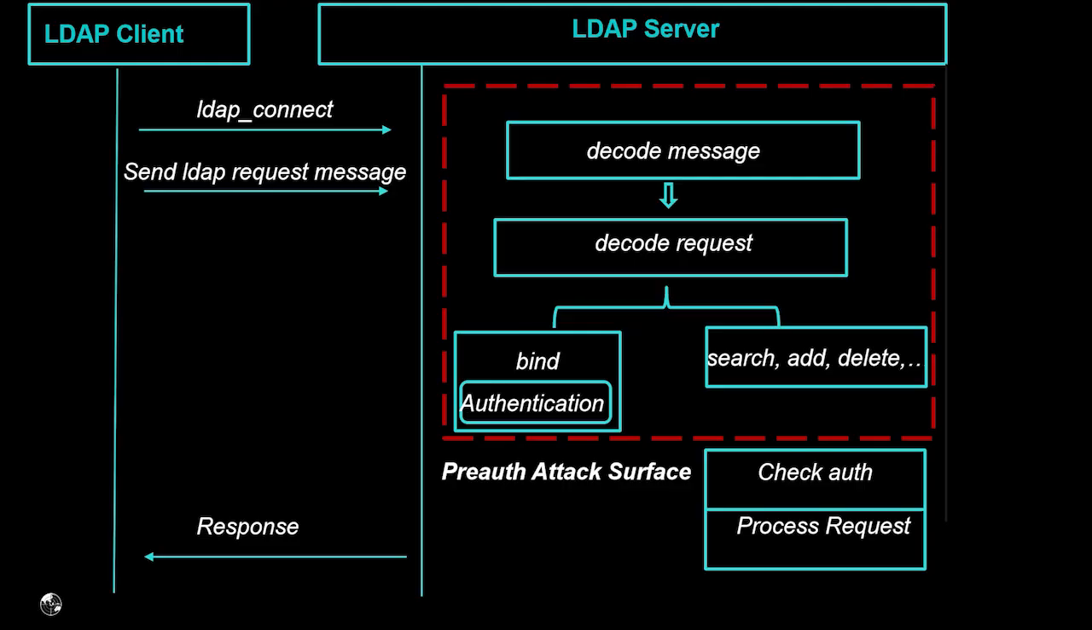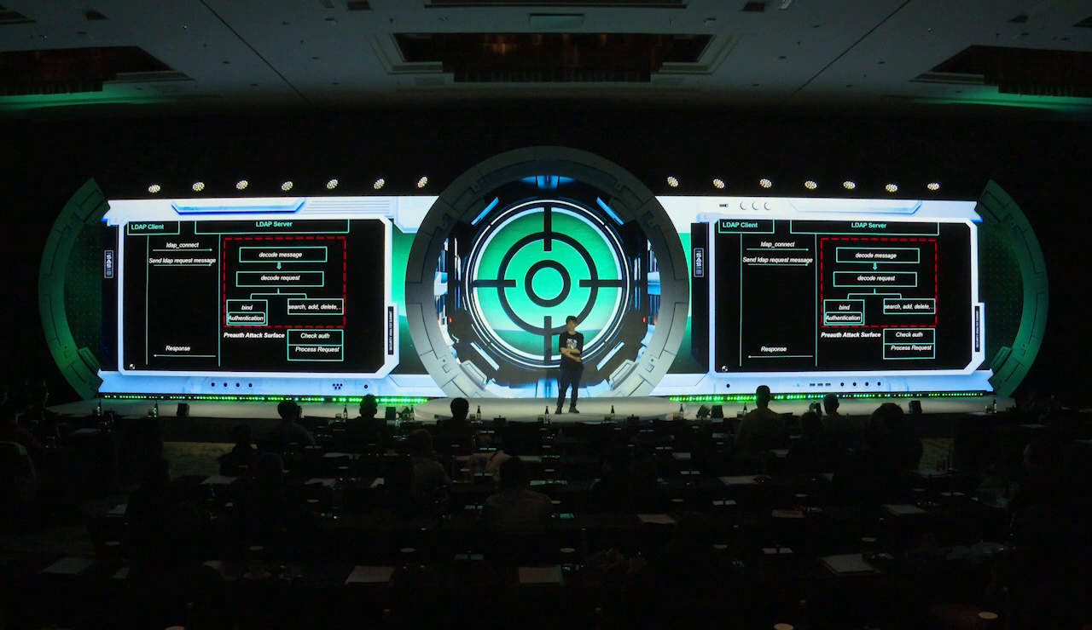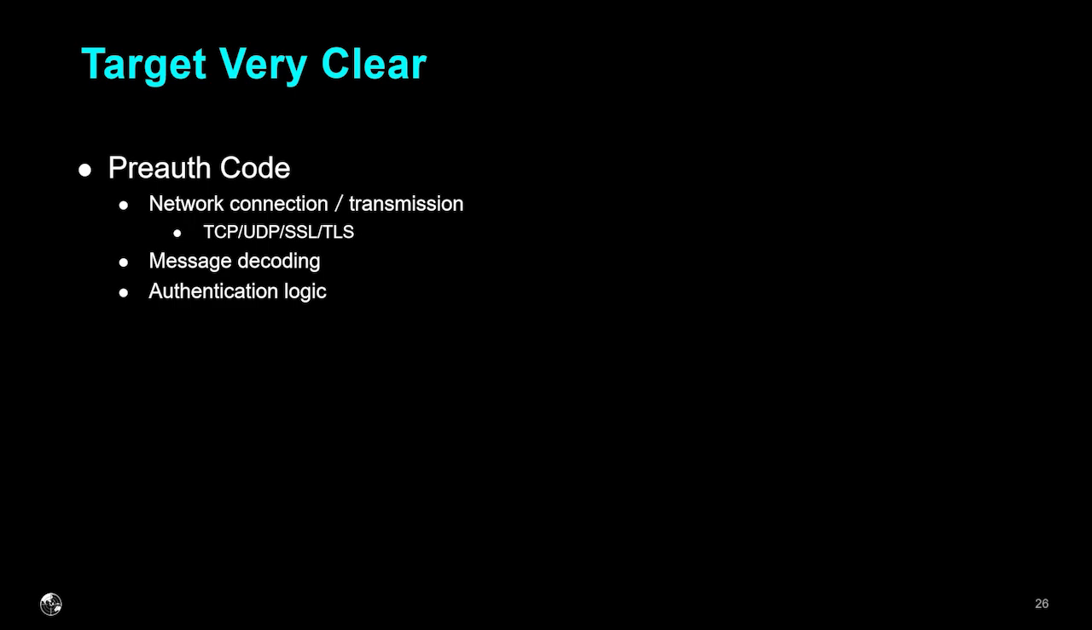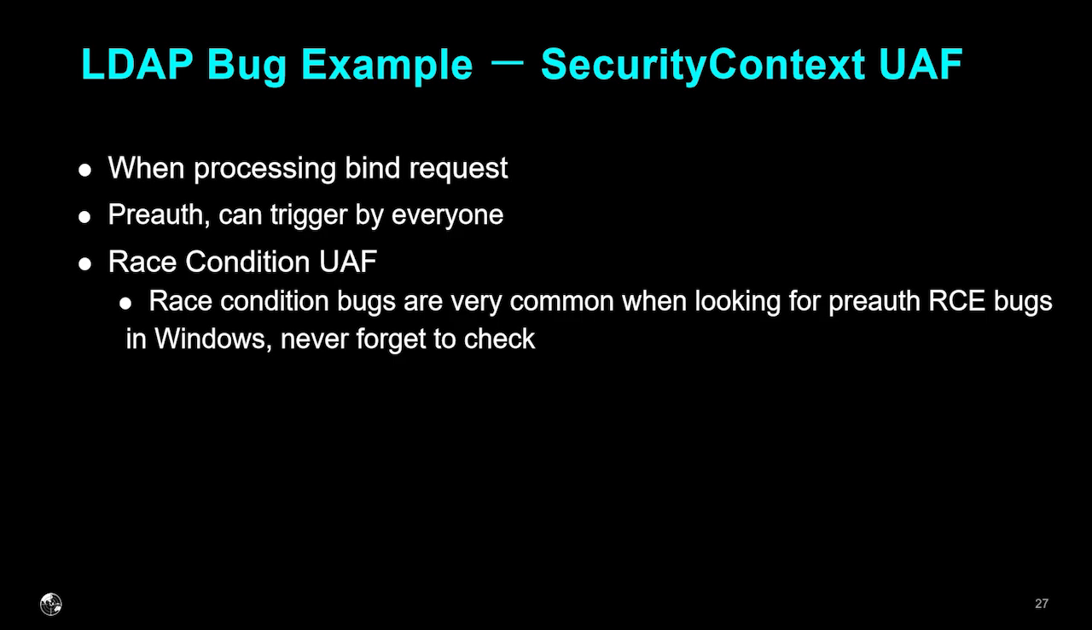As you can see in this picture, the pre-auth attack surface of LDAP includes the network transport layer, like the connect, disconnect, send, and receive operations, the parsing and decoding of LDAP messages, and the pre-auth part of the bind request handler. So the target is very clear. We just focus on these pre-auth surfaces and see if we are lucky.